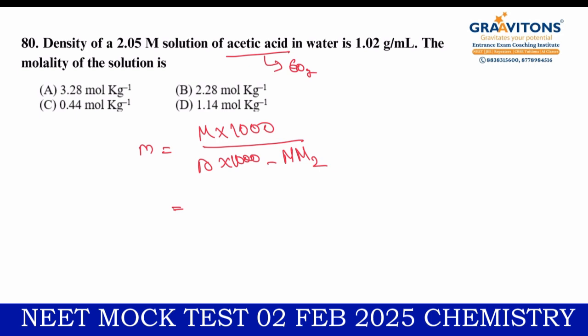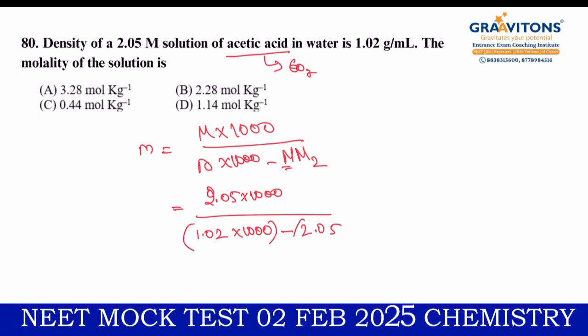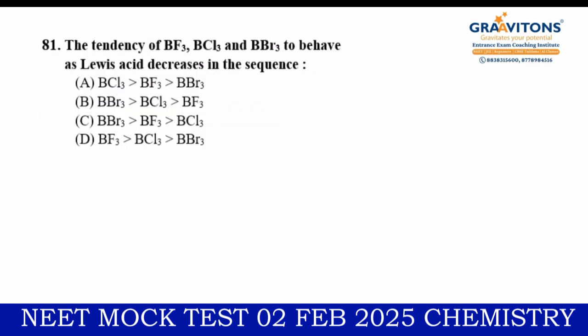And we will substitute all the values now. What is the molarity? 2.05 into 1000, whole divided by 1.02 into 1000 minus, what is the molarity here? It is 2.05, and the molecular weight is 60. When you solve this, you will get the molality around 2.28, which is option B.